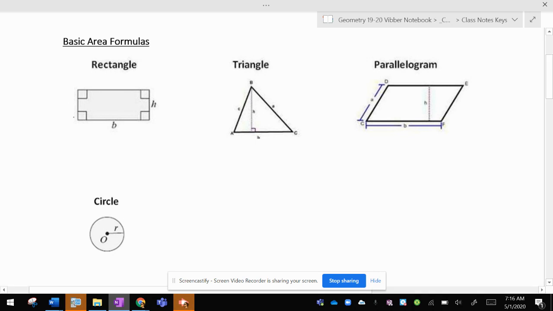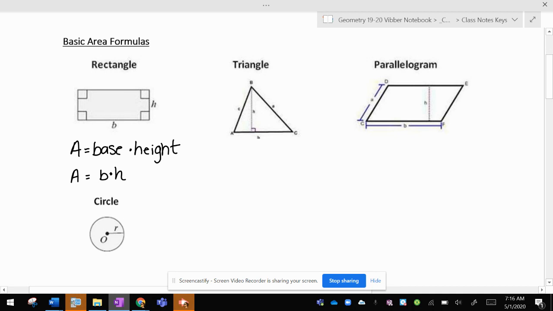So if I have a rectangle where I have all right angles, the area of a rectangle is just the length of the base times the height. You might also have seen this as length times width instead of base times height. Basically, you are just multiplying two of the sides together. So the area of a rectangle is just base times height.